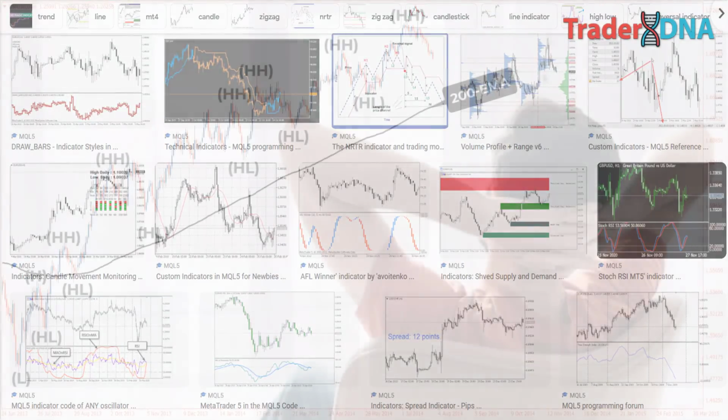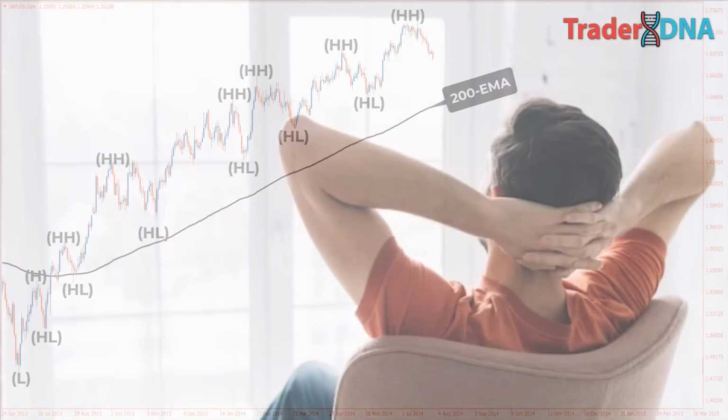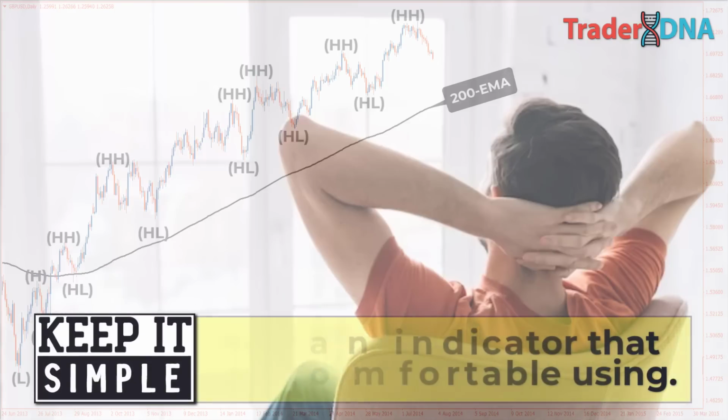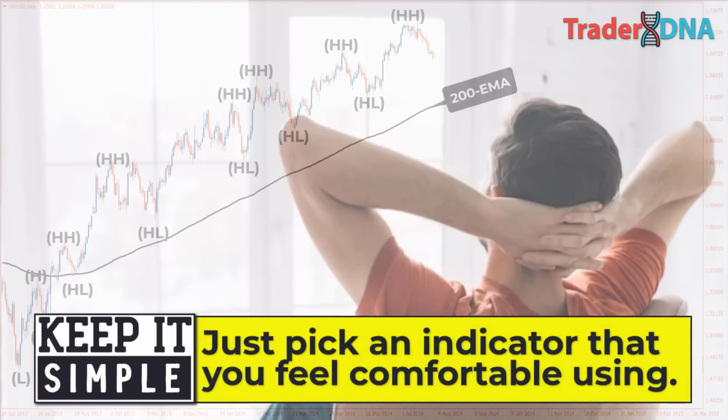So, relax and take it easy. You don't need to stress about all the choices. Just pick an indicator that you feel comfortable using. No need to worry, there's no right or wrong choice. Each indicator has its own advantages and disadvantages. You can use any of the following indicators or patterns to identify a trend reversal. You won't go too far astray with any of these options.